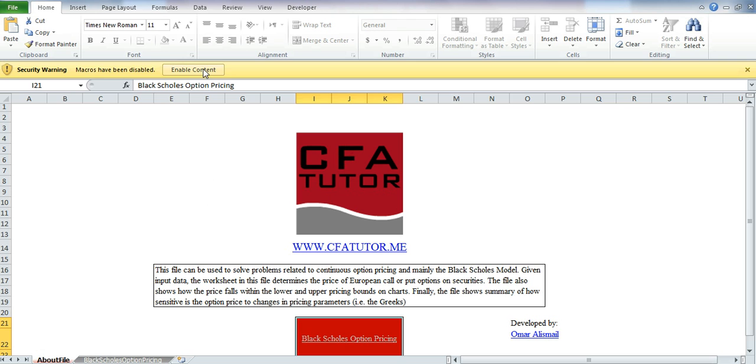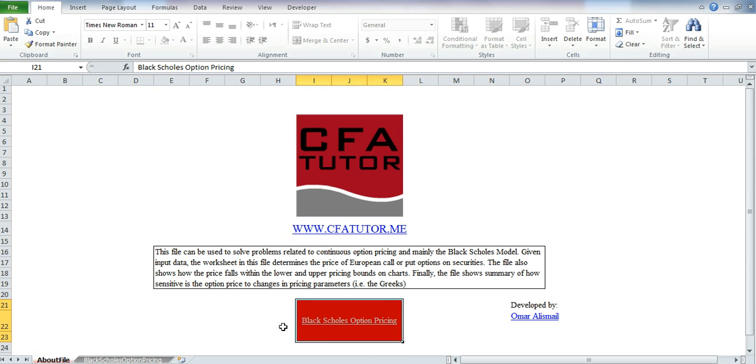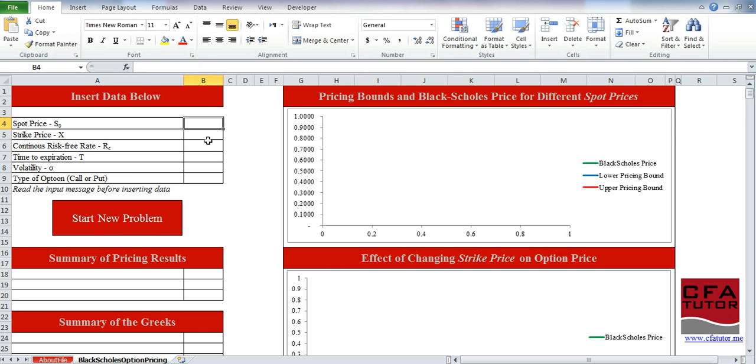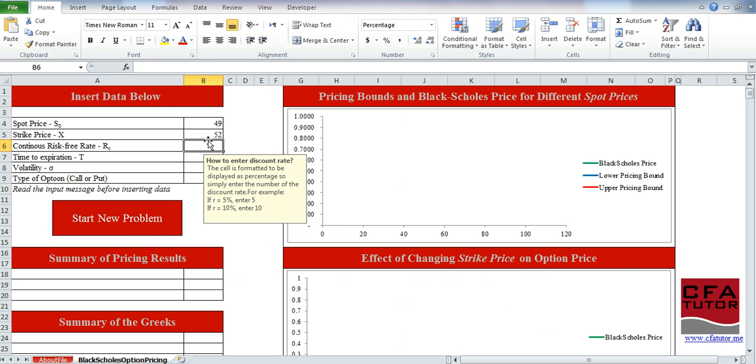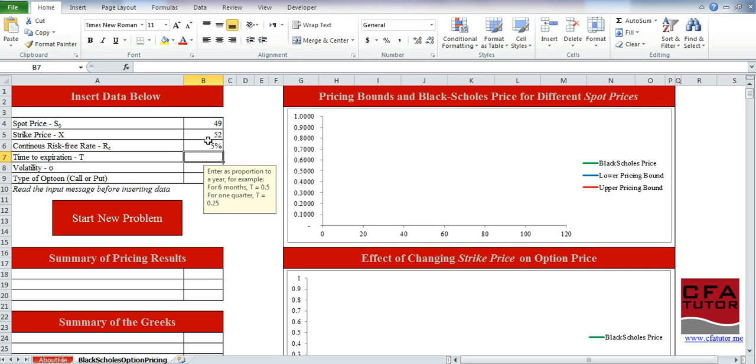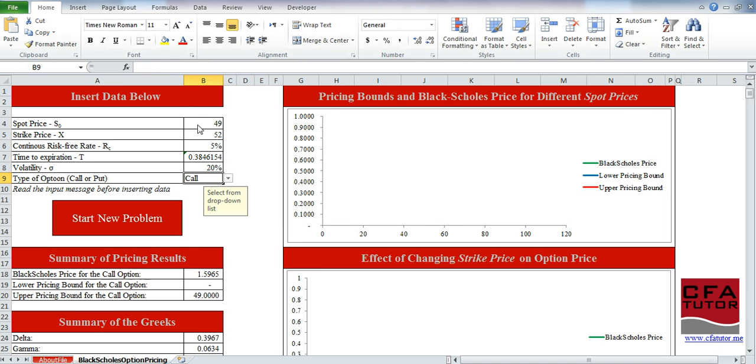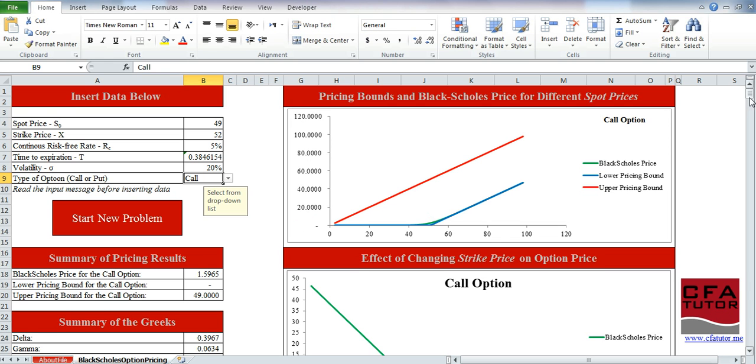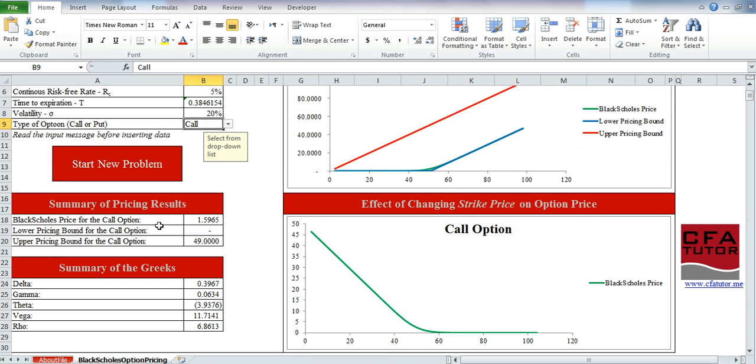option pricing file, you will see that you have to enter the information that's given. Stock price 49, strike price 52, risk-free rate 5%, time to expiration is 20 weeks, so 20 divided by 52, and volatility is 20%. At first we'll try to find the value for a call option. Here we go. The Black Scholes price for this call option is 1.59.